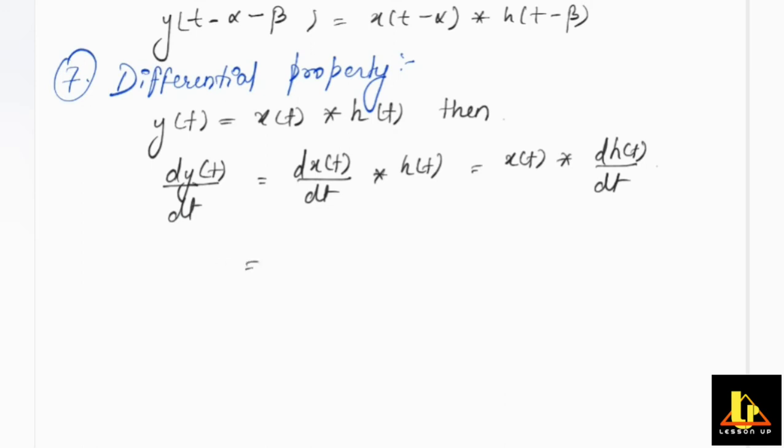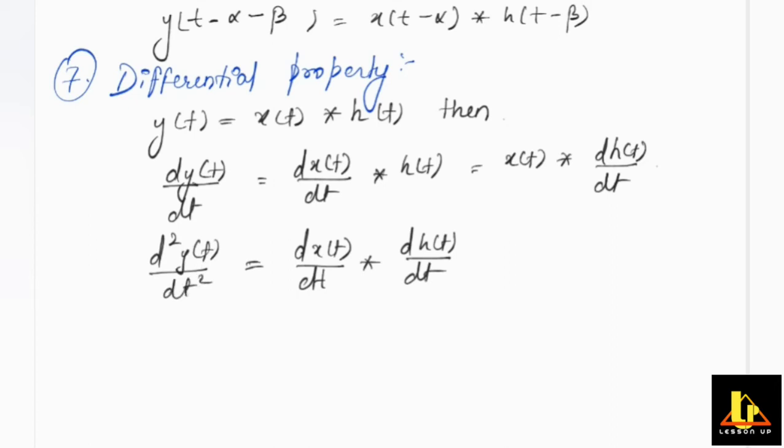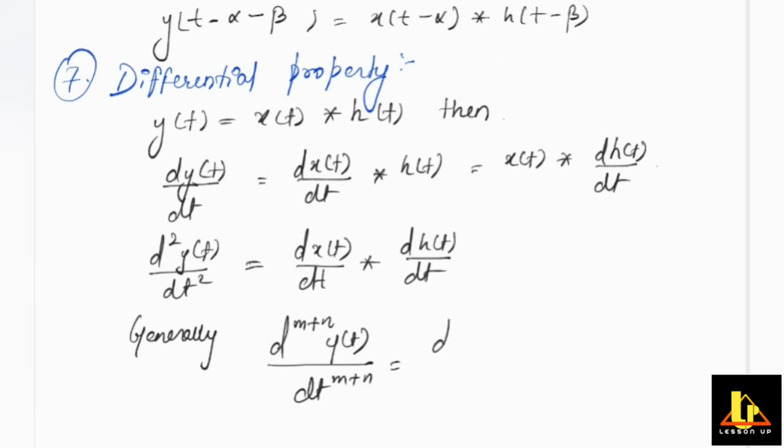If you differentiate both input and impulse like this, dx of t by dt convolution of dh of t by dt, your output will get double differentiation of y of t. So according to this, d to the power m plus n of y of t by dt to the power m plus n will be equal to d to the power m of x of t by dt to the power m convolution with d to the power n of h of t by dt to the power n.